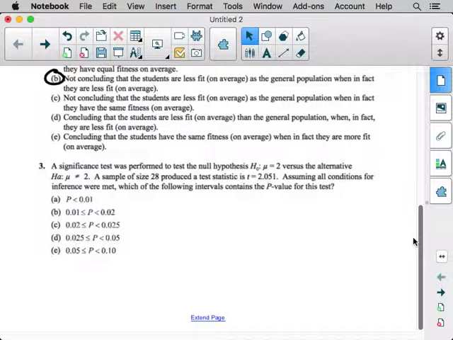Here, a significance test was performed to test the null hypothesis that mu equals 2 versus the alternative mu does not equal 2. A sample size of 28 produced a test statistic of this. Assuming all conditions for inference were met, which of the following intervals contains the p-value for this test?